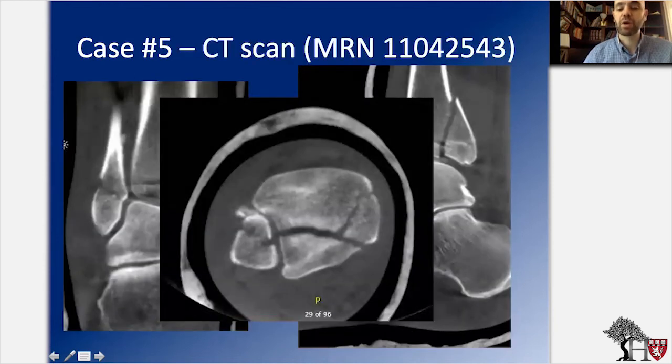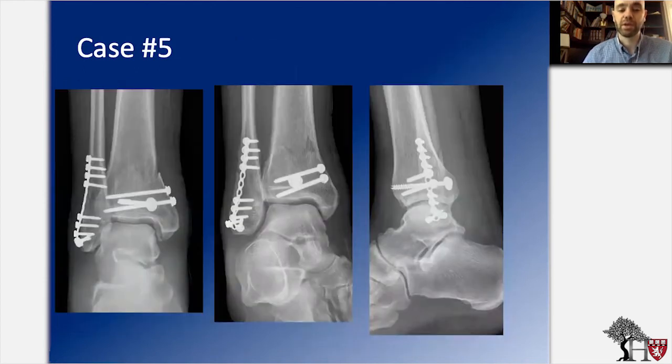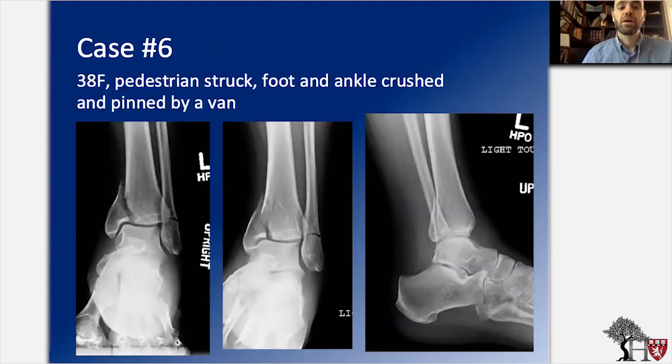And so this is where I want you to think about. Start thinking in terms of windows. How do I access? And it all goes back to that original MRI slice that talked about anatomic planes. This is a 38-year-old female. She was a pedestrian struck with her foot and ankle crushed and pinned by a van. As you can see, she's got plafond irregularities, as well as a big posterior piece.